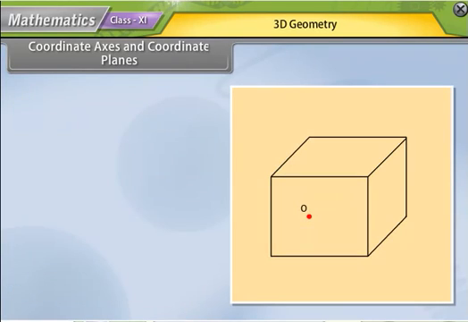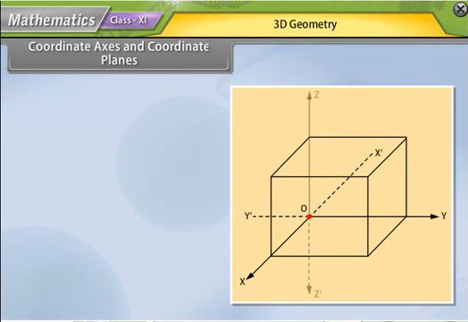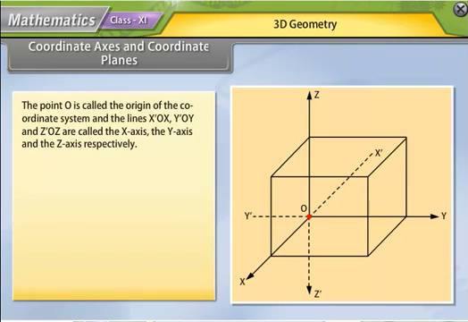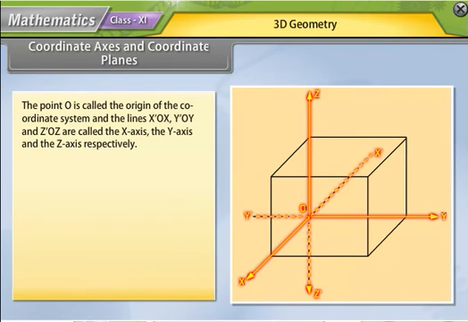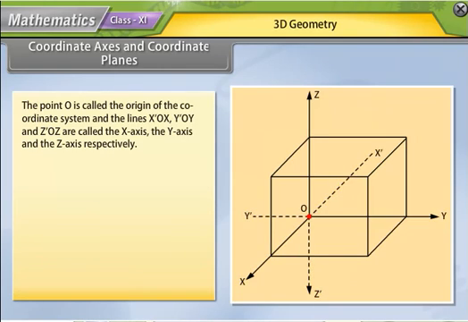Thus, the origin can be taken arbitrarily at any point of the room. Let us start with an arbitrary point O in space and draw three mutually perpendicular lines x' OX, y' OY, and z' OZ through O. The point O is called the origin of the coordinate system, and the lines x' OX, y' OY, and z' OZ are called the x-axis, the y-axis, and the z-axis respectively.